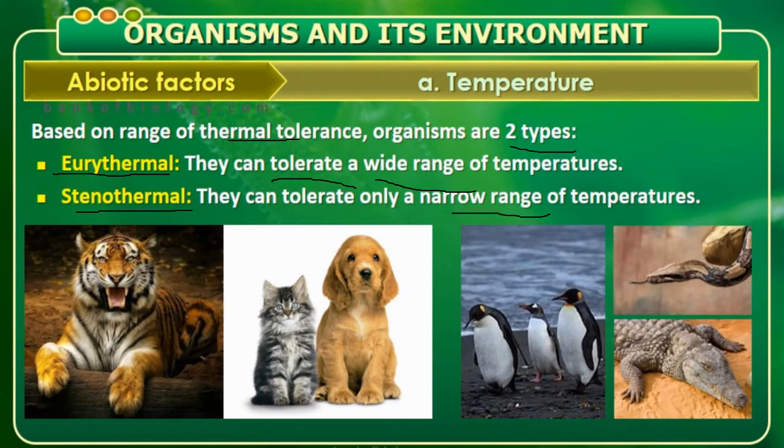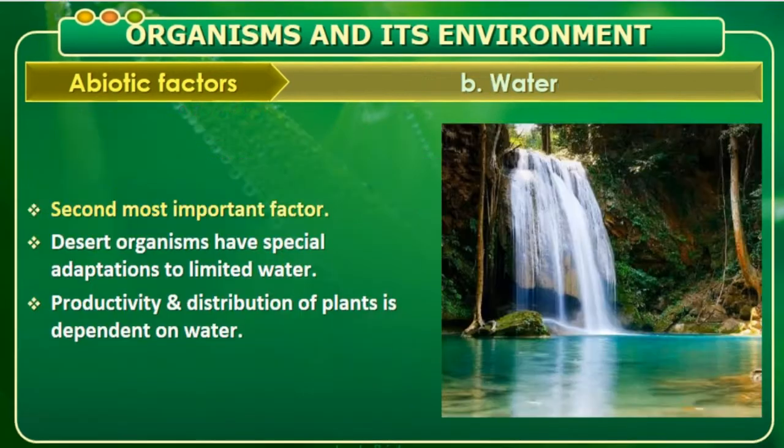So here are some examples given which live in extreme conditions. What is eurythermal? These are organisms which can tolerate a wide range of temperature. Stenothermal, the organisms which tolerate only a narrow range of temperature. See, all these sentences are specifically from the NCERT, which are very important. So I am telling you again and again, children, that you have to make fair notes from the slides only. Okay, we'll move to the next slide.